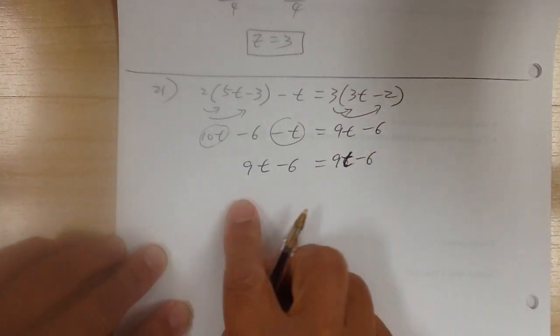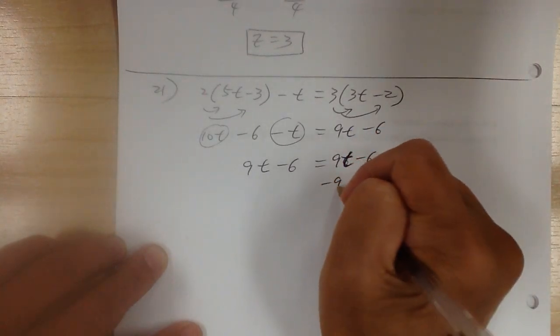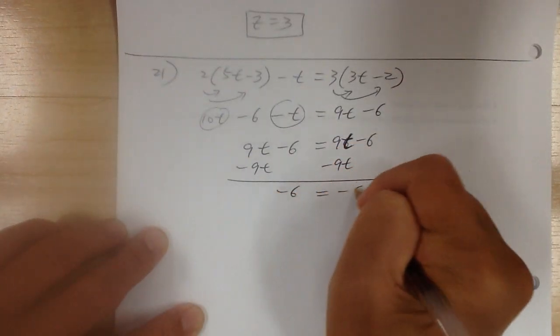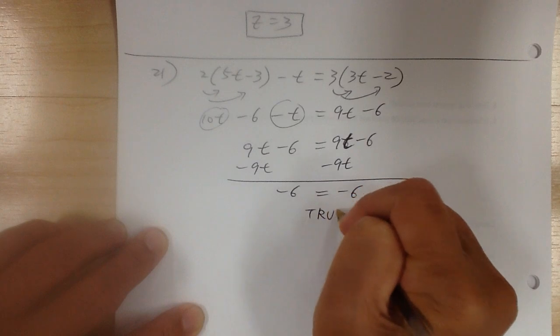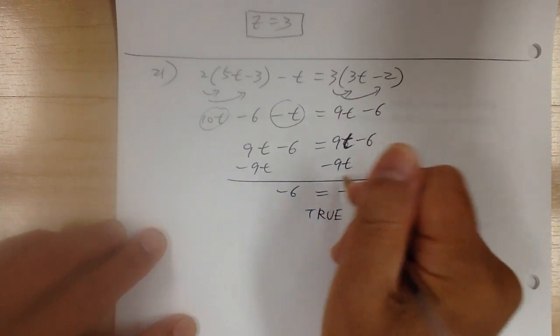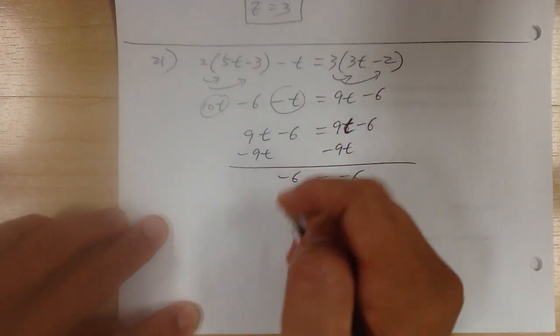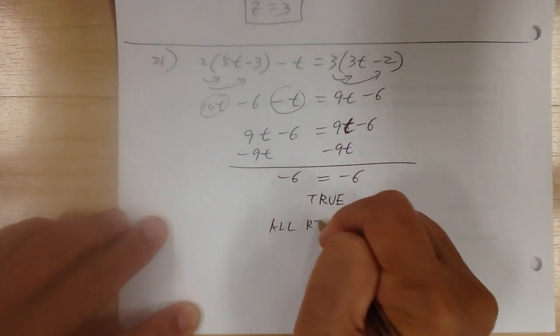Then from here you can see they're identical. So if you subtract 9t from both sides, you're going to get negative 6 equal to negative 6. So this is true. That means all values would be true, all numbers are going to work. Therefore the solution is all real numbers.